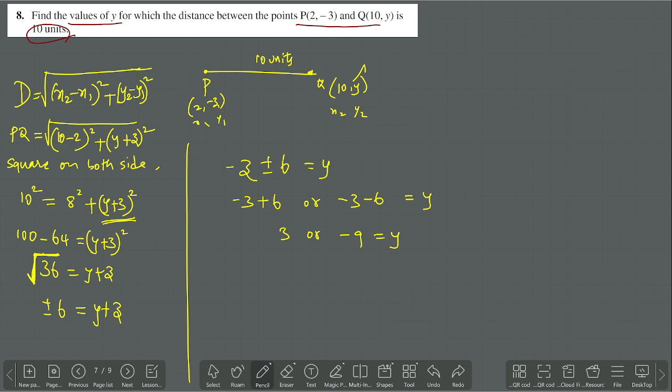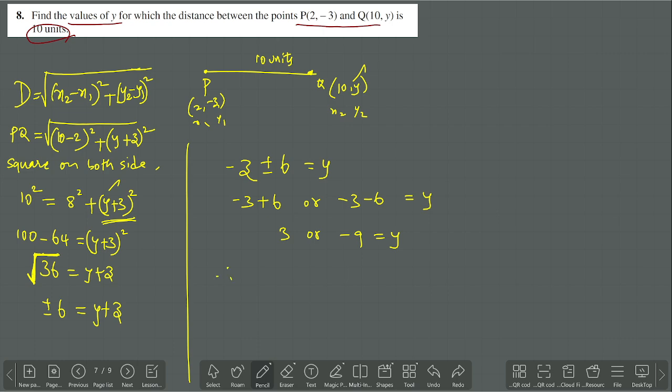Here you check. Here we need 10. If you take 3, 3 plus 3, 6 square, 36, plus 64, 100. Then 100 is there on this side. Take minus 9. Give here minus 9 plus 3, minus 6 square value is coming. Then both are applicable.